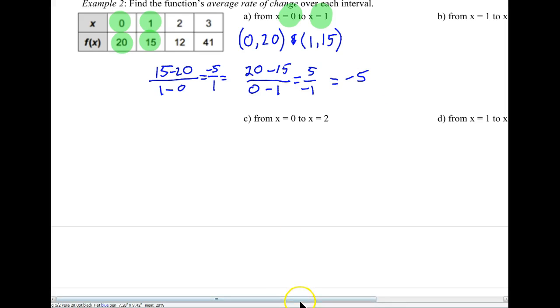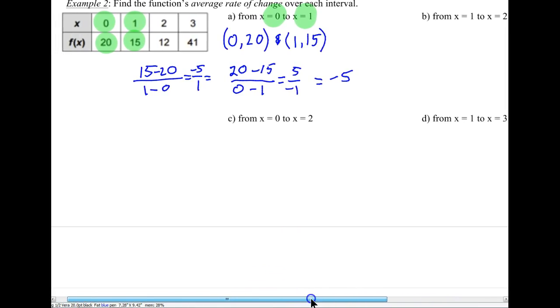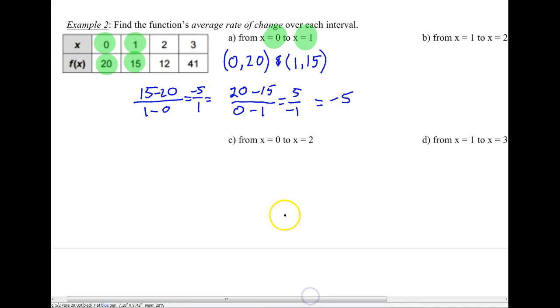So give the rest of those a try, just finding that interval. Find those slopes over those intervals. Test it with someone next to you, check it just to make sure, and then go ahead and finish up and wrap up the assignment that you got yesterday to include all these questions.